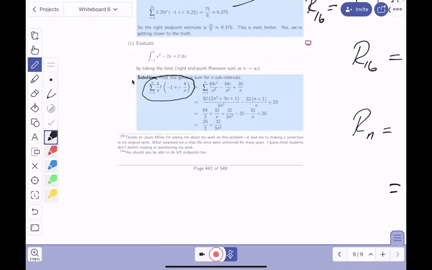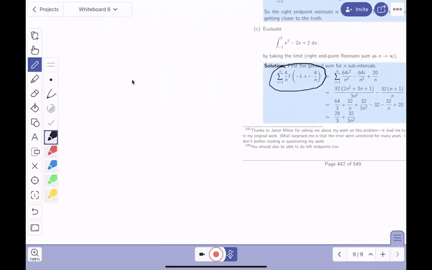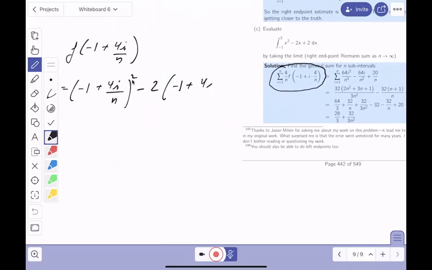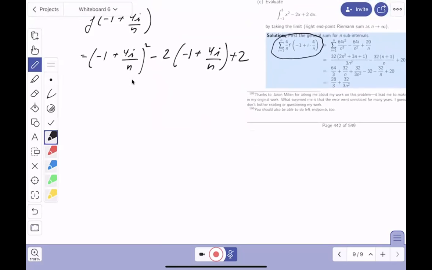The next thing you have to do, and it's going to be painful, I'm not going to say it's not going to be painful, you have to do the function evaluated there. So I'm going to write that down for you. F of -1 plus 4i over n. And what is that? I have to square it. So it's going to be that thing squared. I know this is tough, by the way. Minus twice that thing. Plus 2.